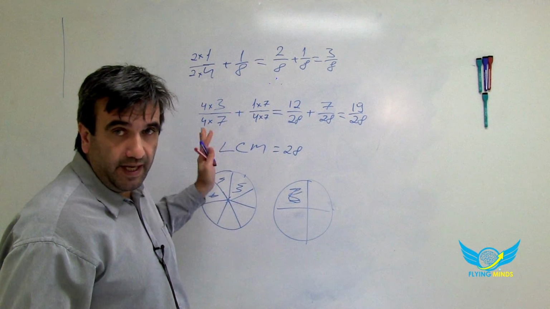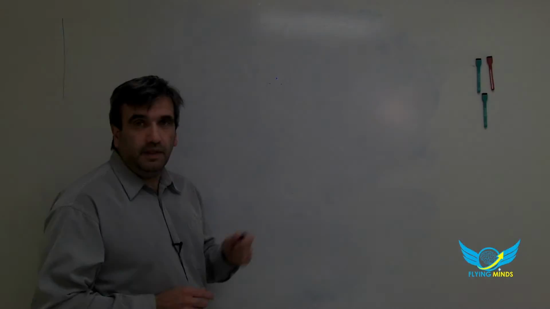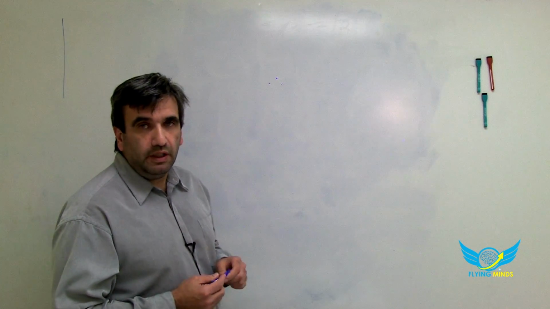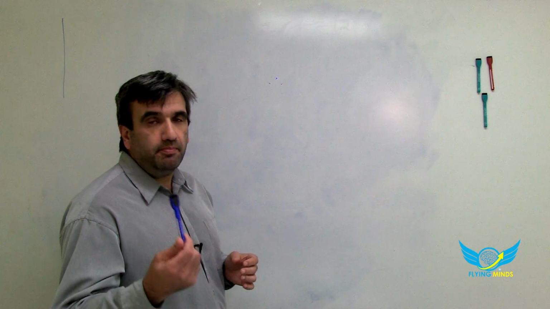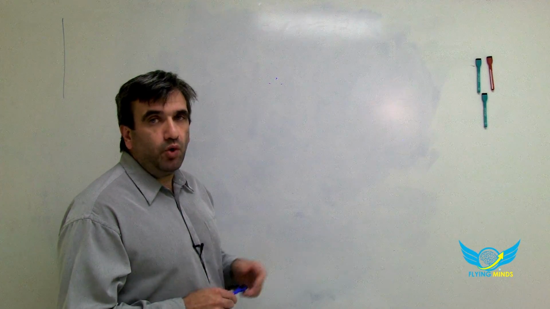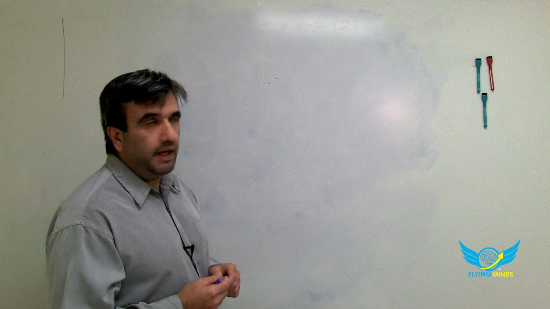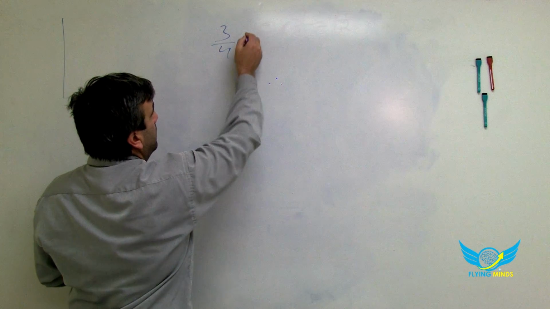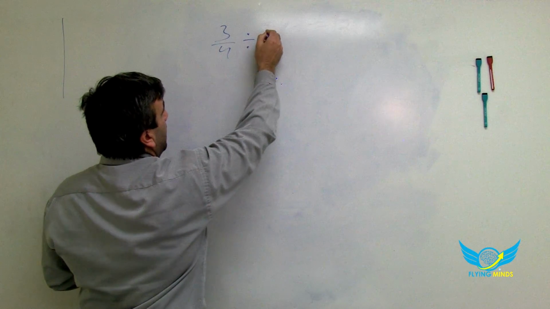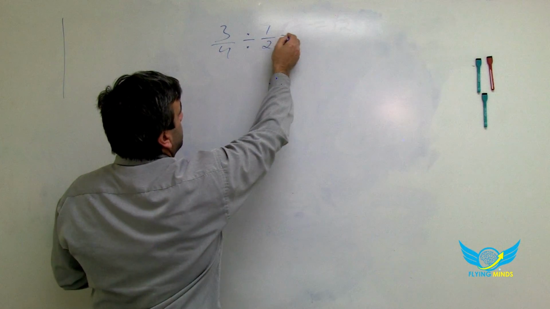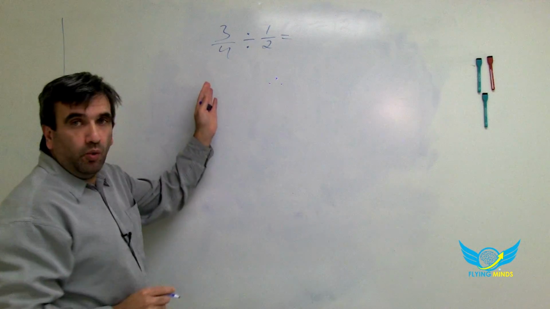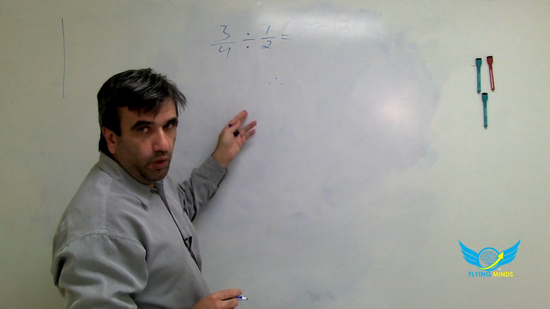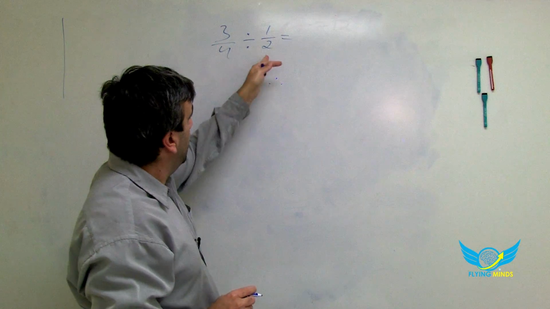So this is how we do addition and subtraction. Subtraction works the same way. Now let's work on division. Let's try to divide 3/4 into half. So we want to divide 3/4 into half.